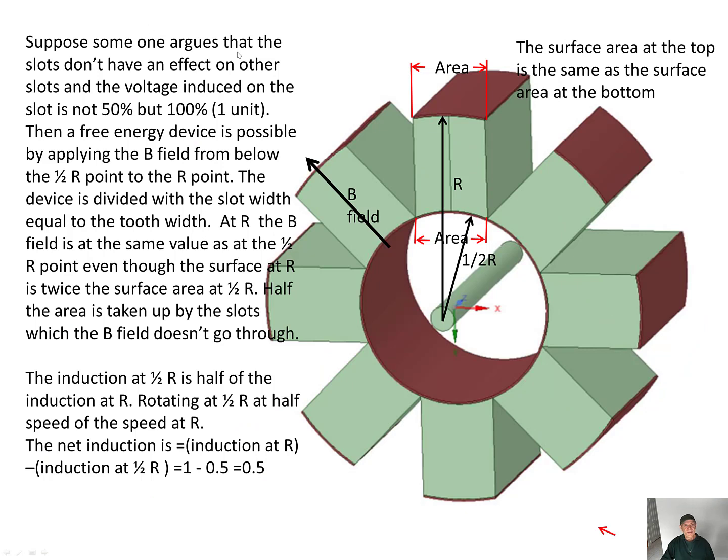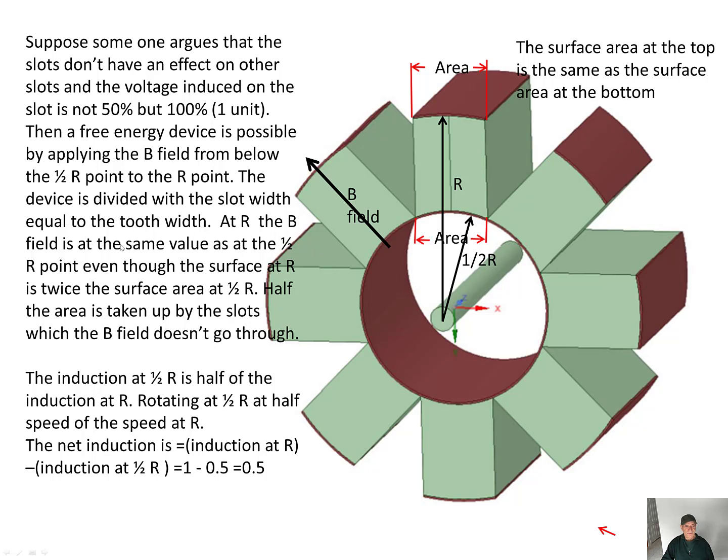Suppose someone argues that the slots don't have any effect on other slots and that the voltage induced on the slot is not 50% but 100%, 1 unit. Then a free energy device is possible by applying the B field from below, from down here, at the F R point, after the radius, to the R point, which is the top. The device is divided with slots equal to the tooth width.